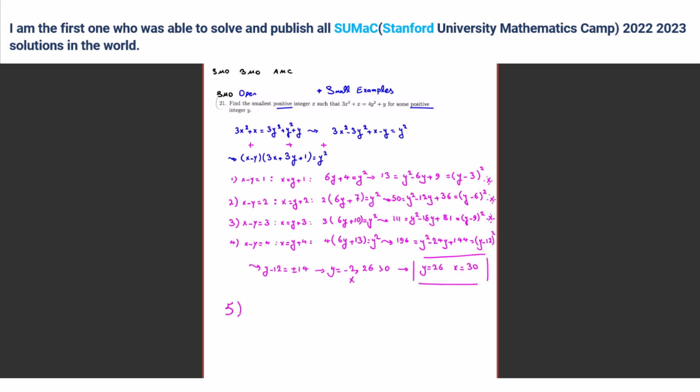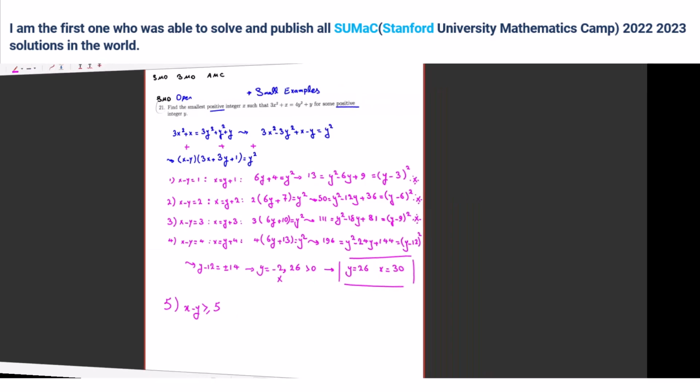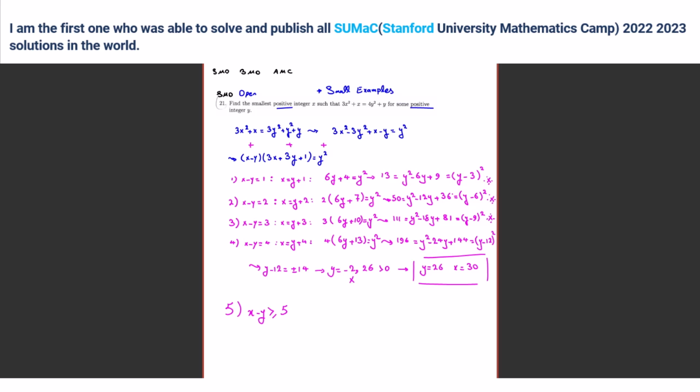Now try to check x minus y being at least 5. If it is our answer, we should prove that there is no better answer than 30, right? So try to check case 5. Okay, I think I solved it. Can you explain? Yeah.